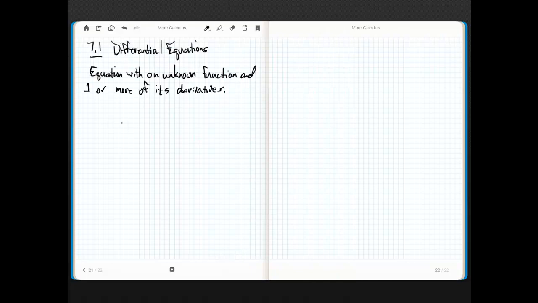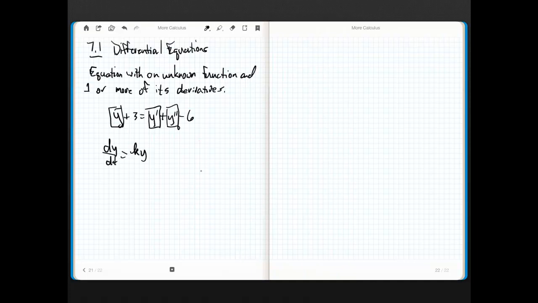If I had an equation that looked like this, y plus 3 equals y prime plus y double prime minus 6, it's a differential equation. I have an unknown function, y, and I have a first derivative and a second derivative. It is a differential equation by definition because it's an equation and it has those things. Nothing to it. A real famous one is dy over dt equals ky.